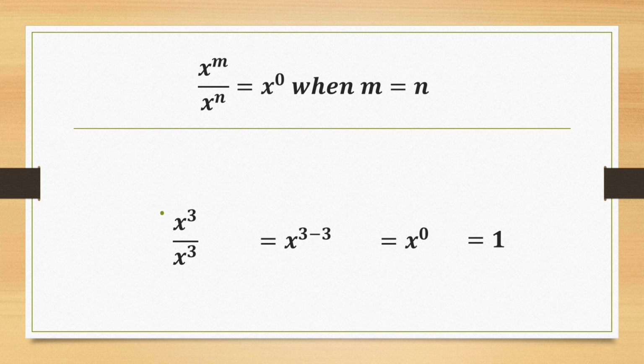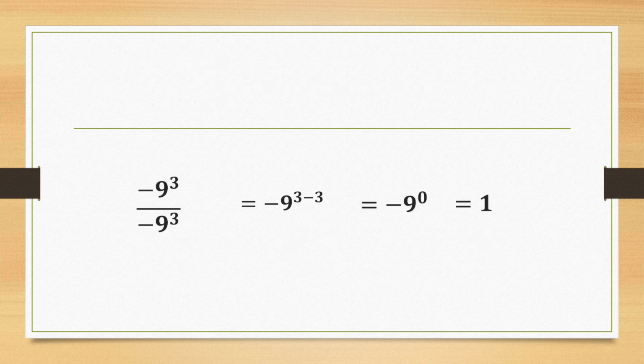Example, x raised to the power of 3 over x raised to the power of 3. Keep the base x and subtract the exponent. 3 minus 3 is 0. x raised to the power of 0. Again, any numbers or variables raised to the power of 0 is equal to 1. Therefore, our answer is 1.